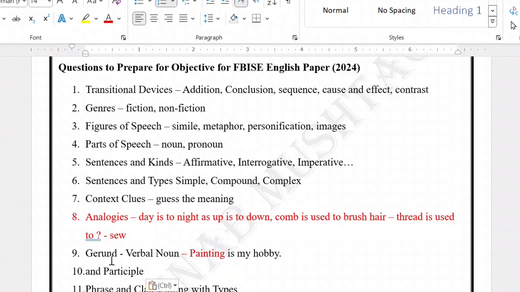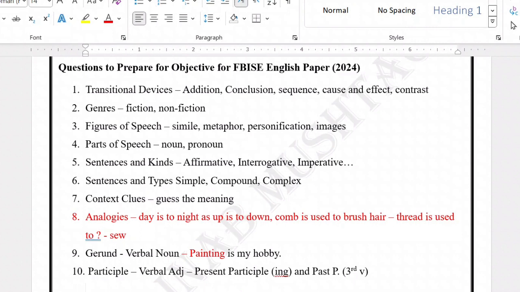On the other hand, participle. What is participle? Participle is a verbal adjective. Participles have two types: present participle and past participle. Present participle comes in the ing form, and past participle comes in the third form. What are examples of present and past participle?